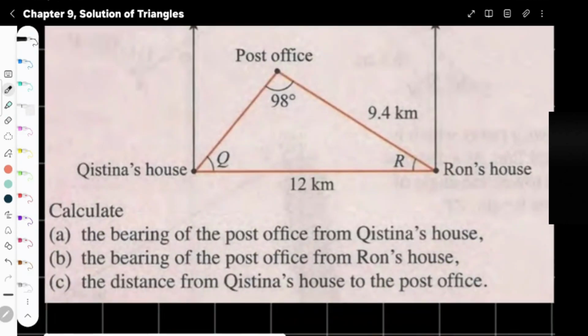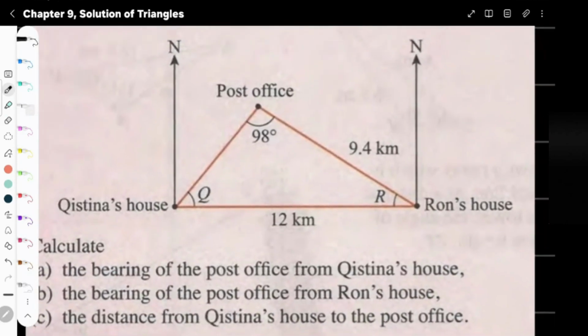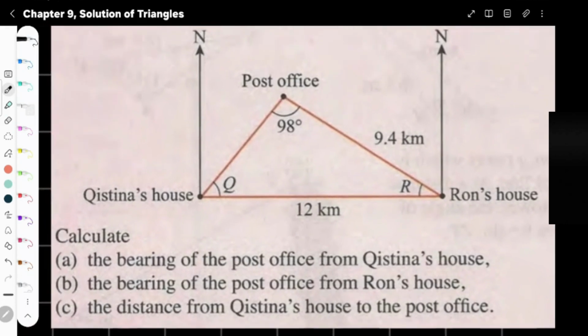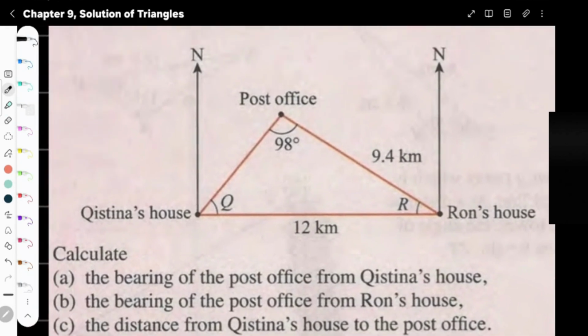Okay, calculate the bearing of the post office from Christina's house. So they want the bearing of the post office. So what they want actually is this angle here from Christina's house. So they want this angle here. Okay, because why? Look here.